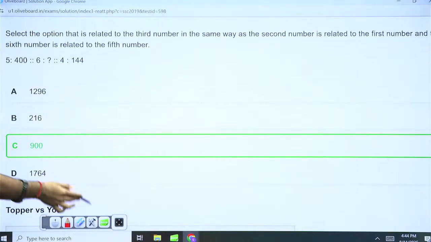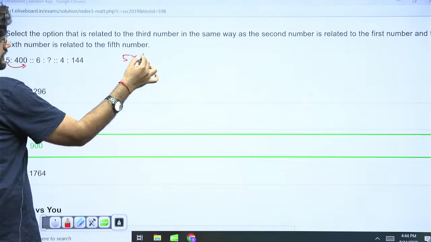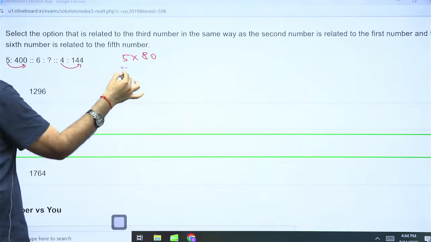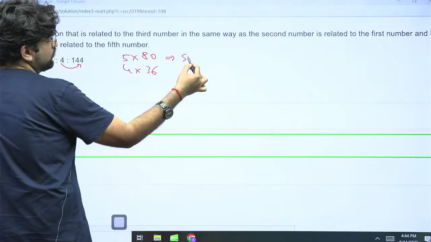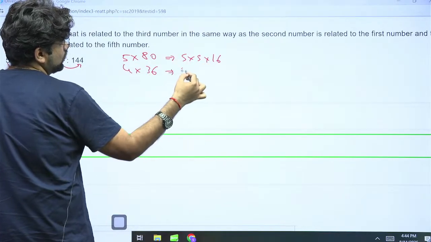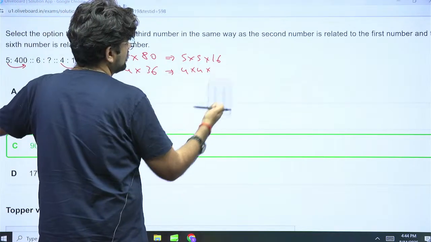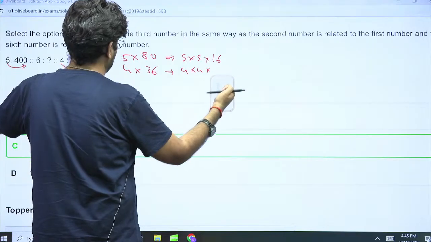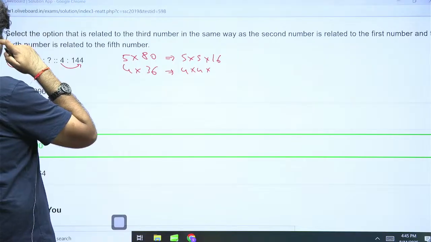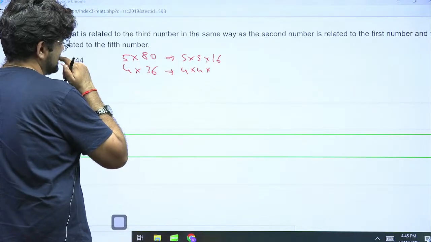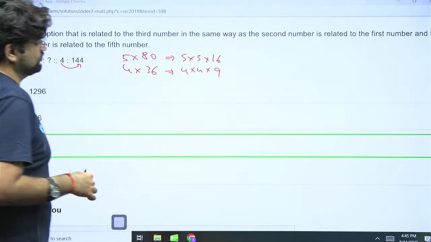Yeah. So what did we do here? How did we understand this? From 5 to 400, how can we go? We can go as 5 into 80. Correct? From 4 to 144, we saw 4 into 36. So what did we understand here? We made it as 5 into 5 into 16. And this is 4 into 4 into 3. Sorry, 4 into 4 into 9. What am I doing? Yeah, 144 is 4 into 4 into 9, no?